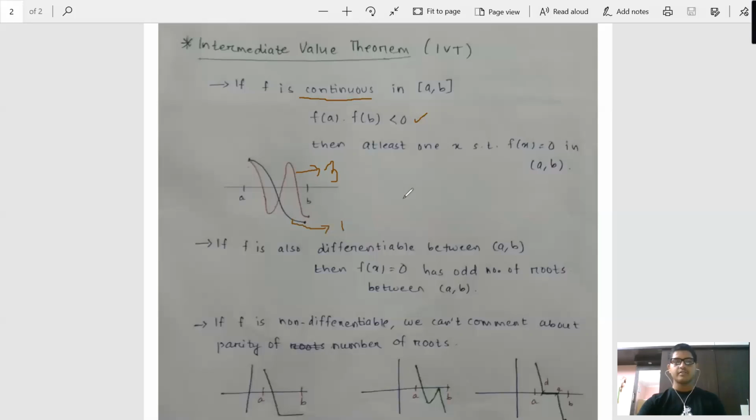So if it is differentiable between a and b, then f(x) equal to 0 has an odd number of roots. Yeah, that is true, because if it goes down and it is smooth, then it has to go up and then come down. So the parity of the number of roots is going to be odd. Clear? Because if it shoots down once and then it has to go up, then it also has to come back down. It cannot just stay flat or take a sharp turn. But if f is not differentiable, we cannot comment about the parity of the number of roots.